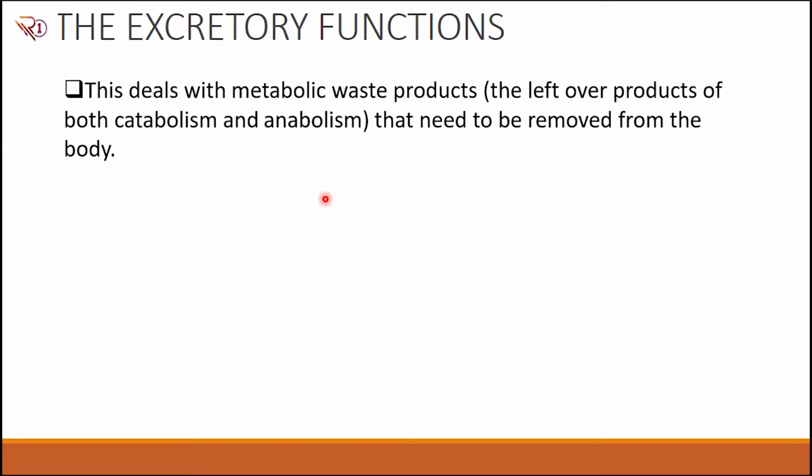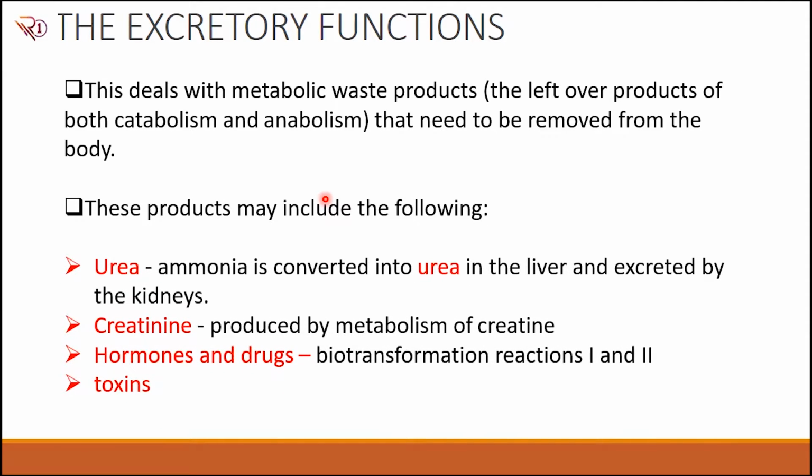So with excretory, as the name implies, it deals with removal of waste products or byproducts of catabolism and anabolism. So what are these substances that are excreted? We have urea and creatinine. Urea is just ammonia that is being converted in the liver and then excreted by the kidneys. Then creatinine is simply a byproduct of creatine metabolism in muscles.